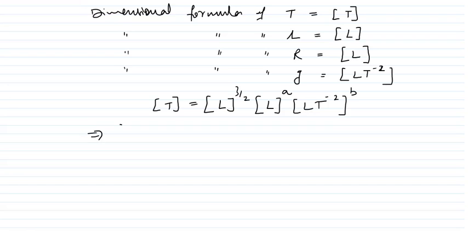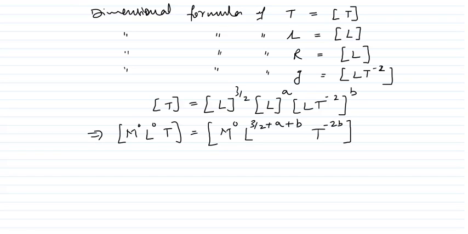Now T, there is only T, so we can write it as M^0 L^0 T. And this will become M^0, then L raised to power 3 by 2, this is raised to power A, and this is raised to power B, and T raised to power minus 2B. Now as we have already said, this relation will be correct if dimensions on both sides are the same.